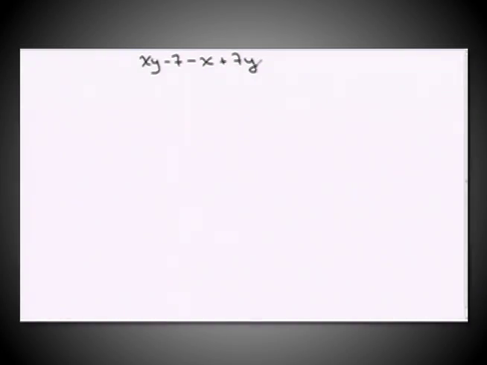We have the example here, xy minus 7 minus x plus 7y. And if you notice, the first two terms in this polynomial don't seem to have any factors in common, and neither do the last two terms in the polynomial. So we need to do some rearranging before we can begin grouping these terms together. And I notice here that I have a factor of x in the third term as well as in the first, and there's a factor of 7 in the second and in the fourth.